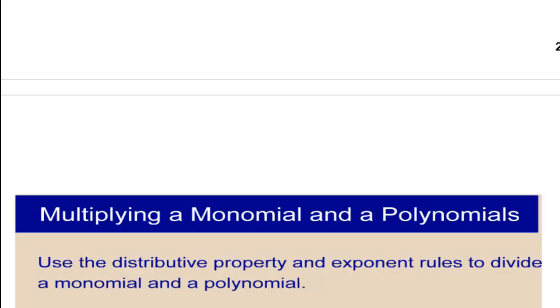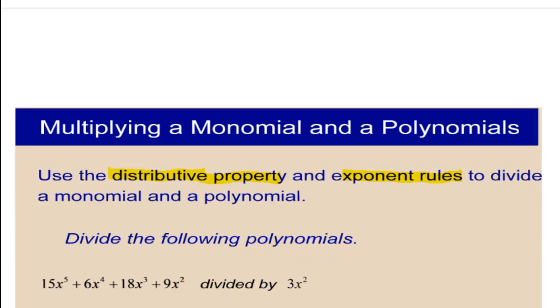When we divide a polynomial by a monomial, again, we are going to be working with the distributive property and exponent rules. So let's look at the example below. We have a polynomial, and it is being divided by the monomial 3x squared. Basically, we're going to divide 3x squared into every term in our polynomial. We can write this as long division, or again, we could just divide 3x squared into every term.